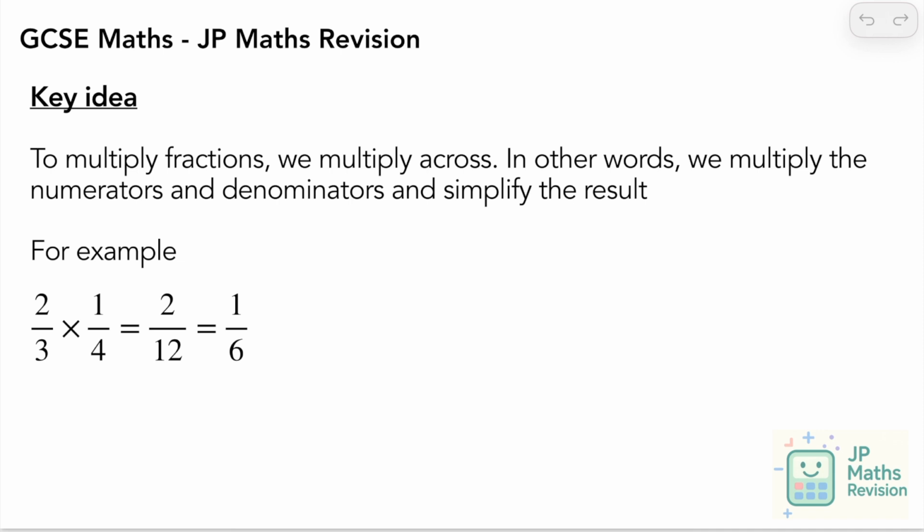So if we have an example, 2 over 3 times 1 over 4, to multiply these fractions, we do 2 times 1 to get 2 and 3 times 4 to get 12. 2 over 12 simplifies to 1 over 6, and that is the answer.